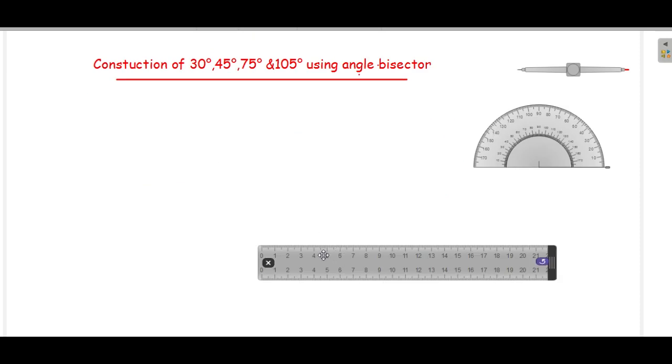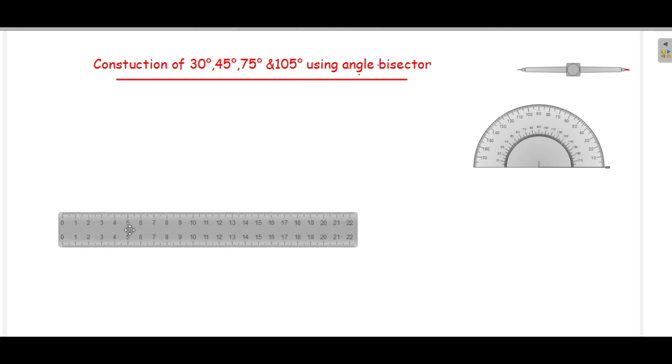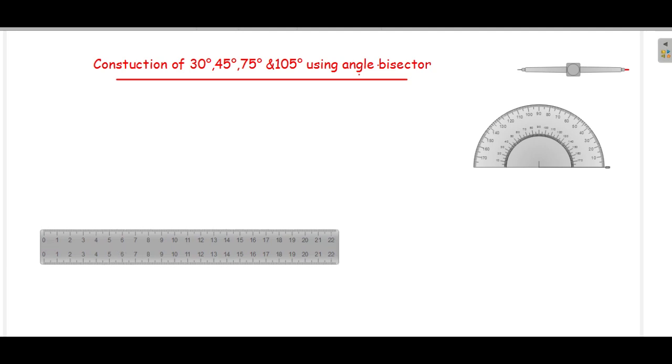Now, let us quickly construct angle 30 degrees, then we will construct 45, then 75 and then 105. So, let us start with 60 degrees. Before constructing the angle 30 degrees, we need to construct an angle of 60 degrees. Let us see how we can do. As we have done already, let us quickly do that.